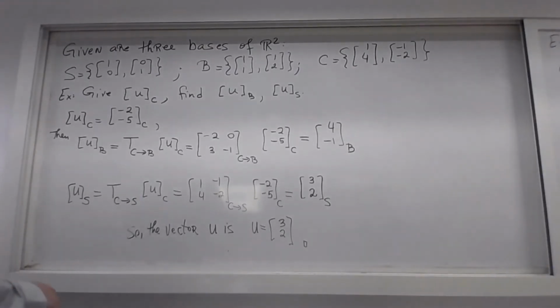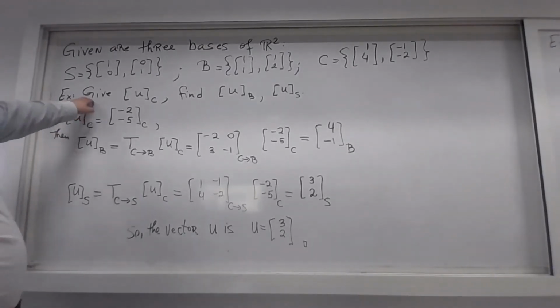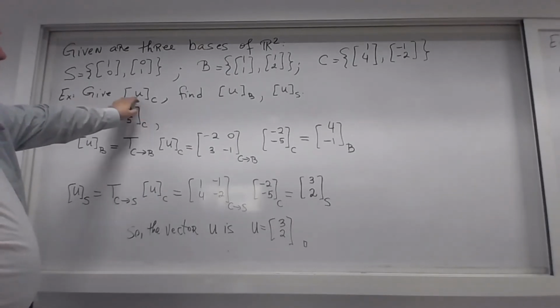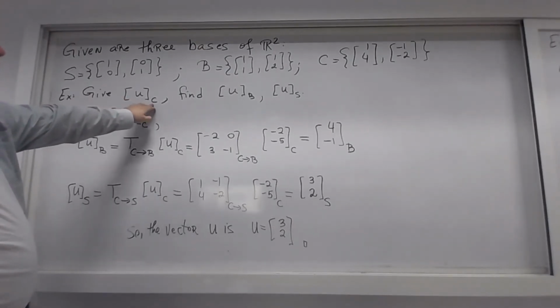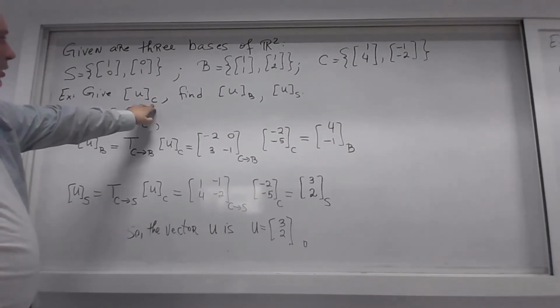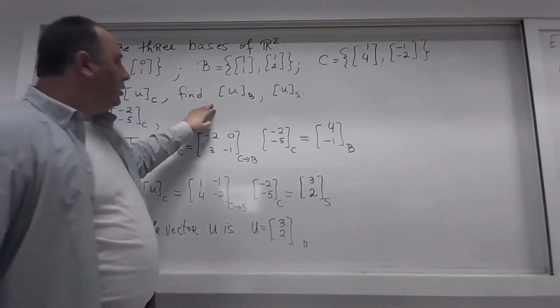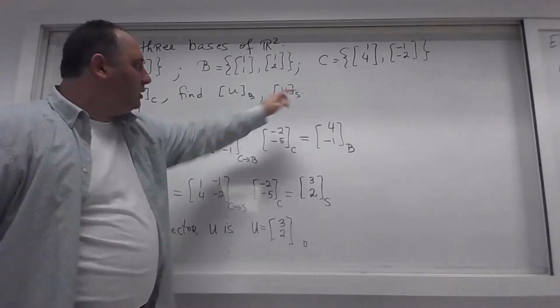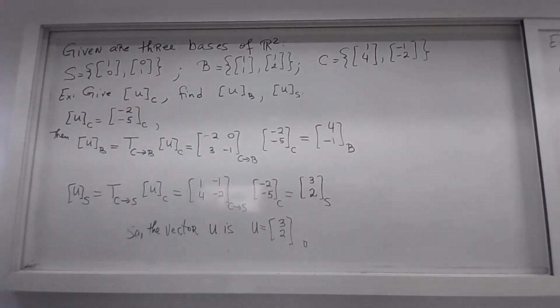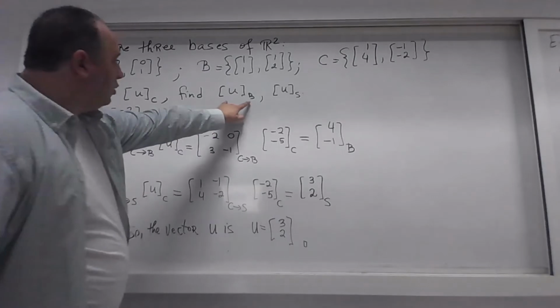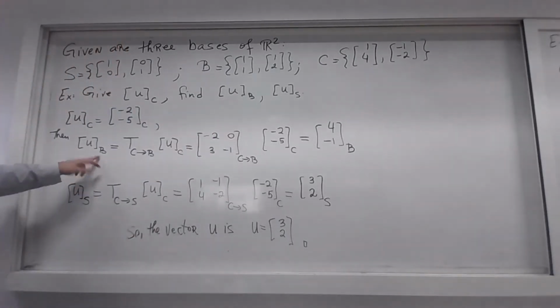Another application, if we are given coordinates of a vector, so vector u, we are given coordinates of that vector in basis C, we need to find its coordinates in basis B and basis S, the standard basis. So vector u, I don't know who's the vector u yet. I know its coordinates in basis C. Coordinates are -2 and -5. I need to find first coordinates of u in basis B. Oh, that's what I need to find.